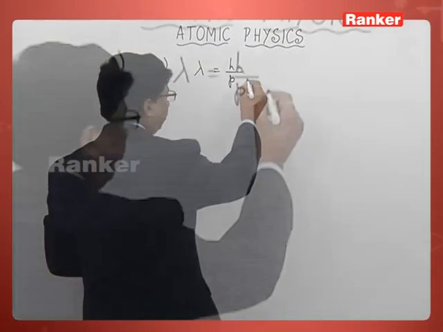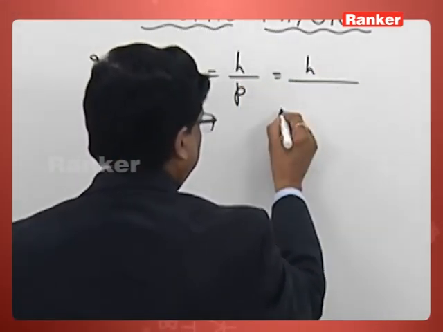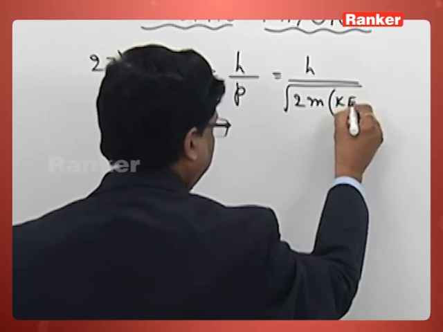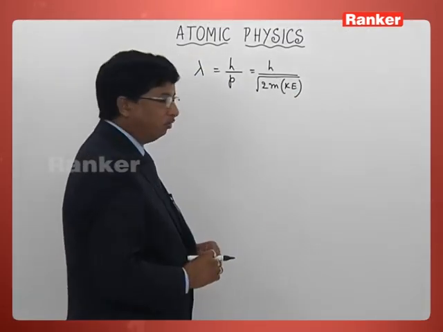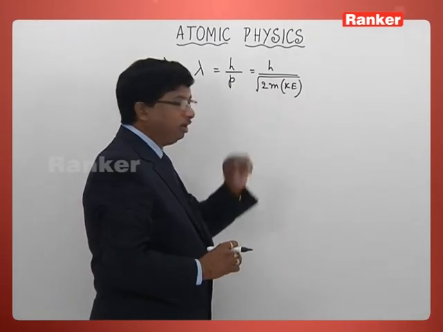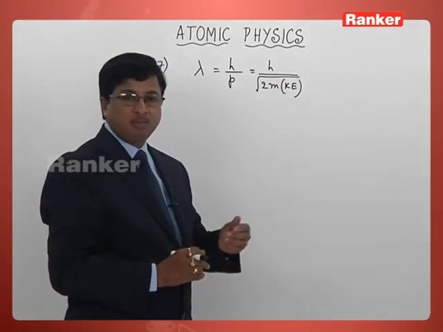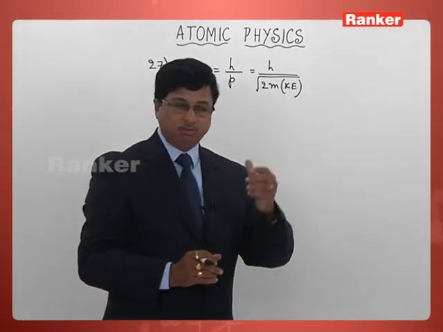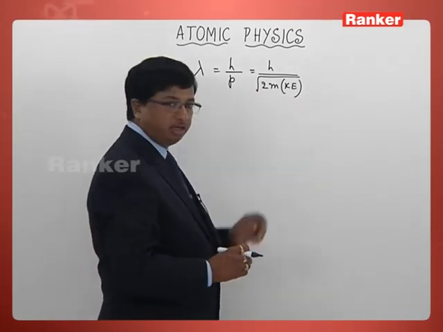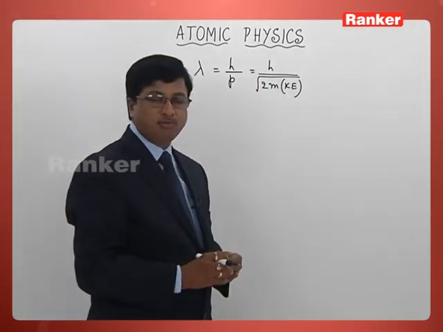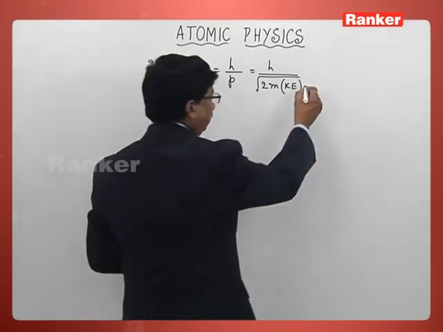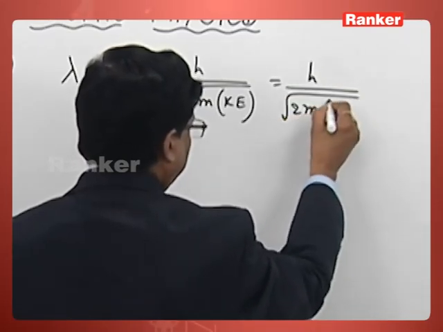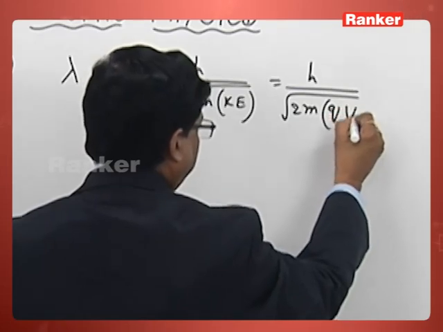And of course we can rewrite the same formula this way, h by root of 2m into kinetic energy. That is actually the conversion of momentum into kinetic energy of the particle. Momentum square by twice mass is equal to kinetic energy. Based on that, we have just converted p into kinetic energy using this equation, root of 2m into KE. But in the case of a particle, we can write the same this way, 2m into Q into V.